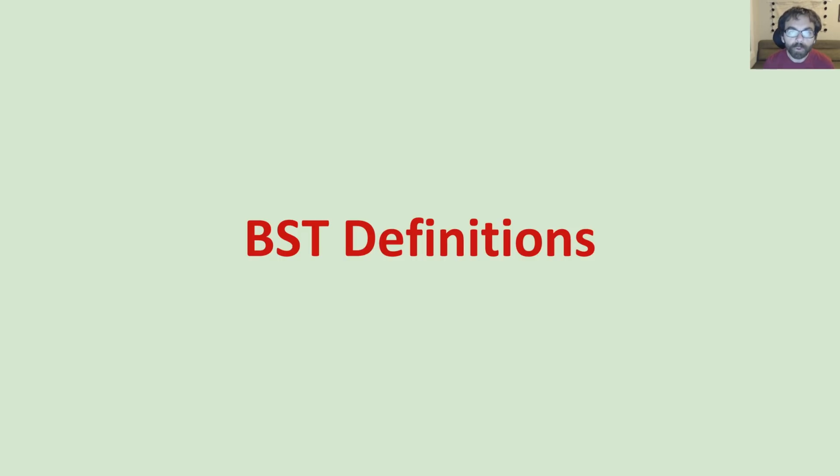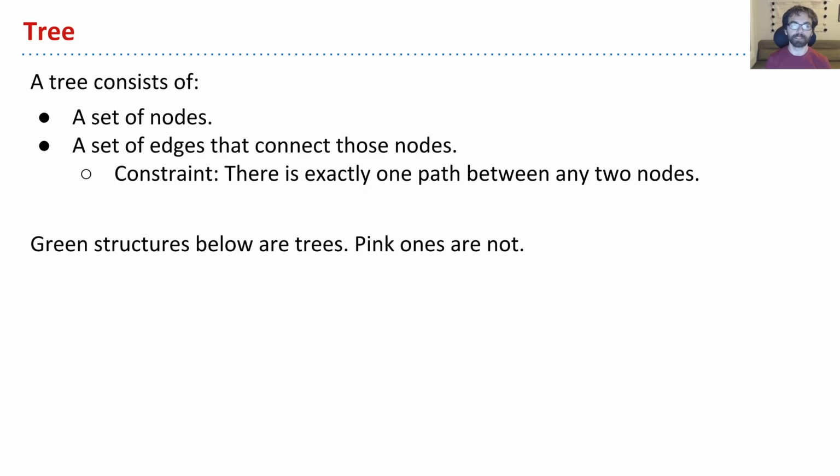Now that we have an intuitive understanding of what a binary search tree is, let's give ourselves some rigorous definitions. So a tree consists of a set of nodes and a set of edges that connect those nodes, with the constraint that there's only one path between any two nodes. So let's see some examples.